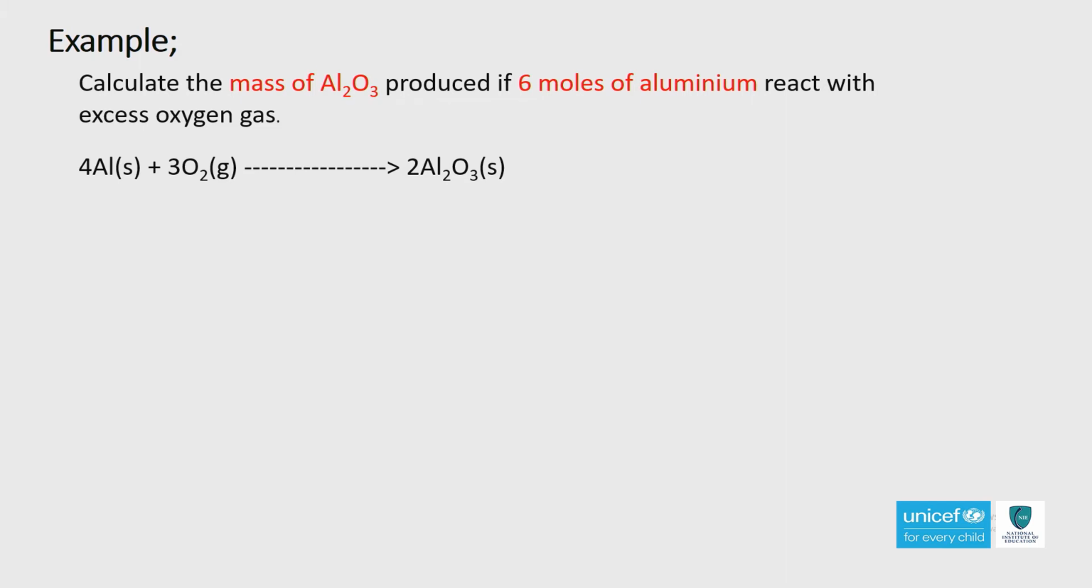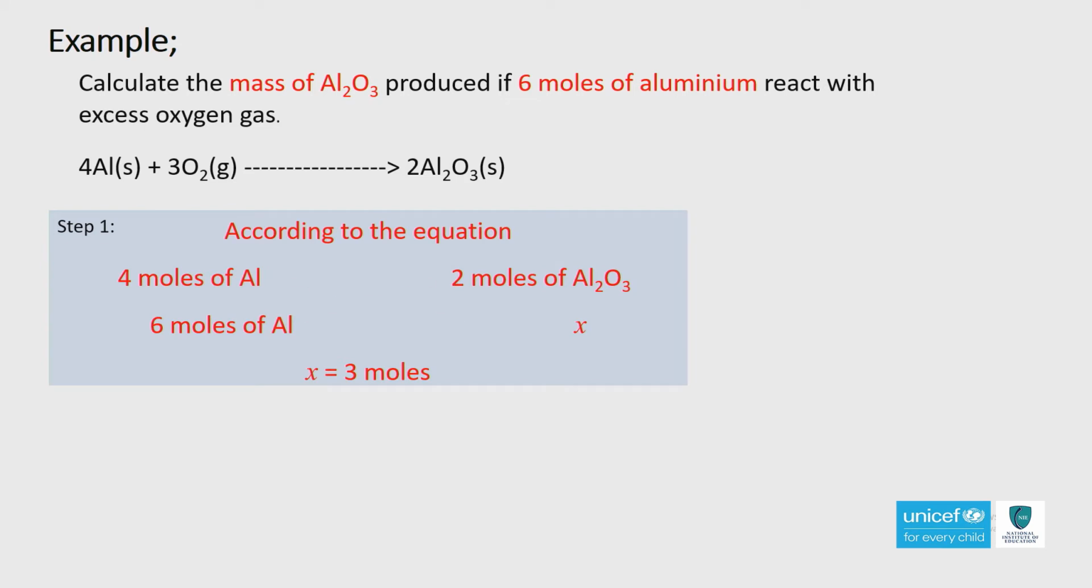So from the equation, because we are dealing with stoichiometric equations, 4 moles of aluminium produces 2 moles of aluminium oxide. We need the mass of aluminium oxide. So 4 moles reacting gives 2 moles of aluminium oxide. The question says 6 moles of aluminium will give us how much? And when you work it out, you will be getting 3 moles for that. And then there is a step 2 because your final answer must be given as mass of substance.